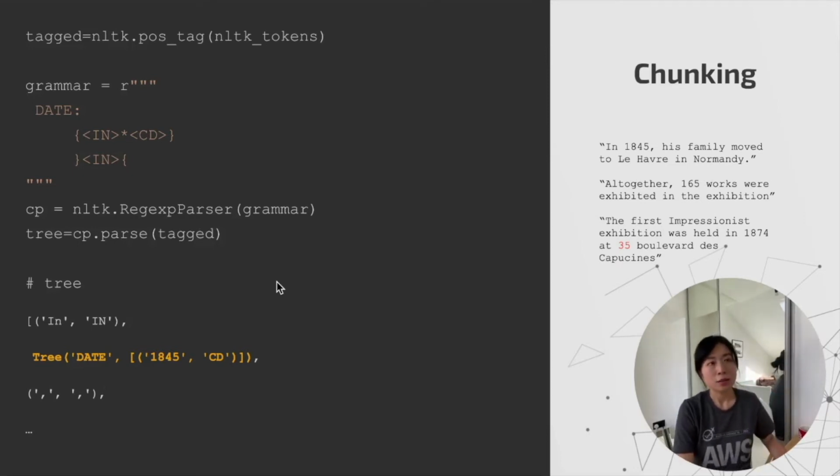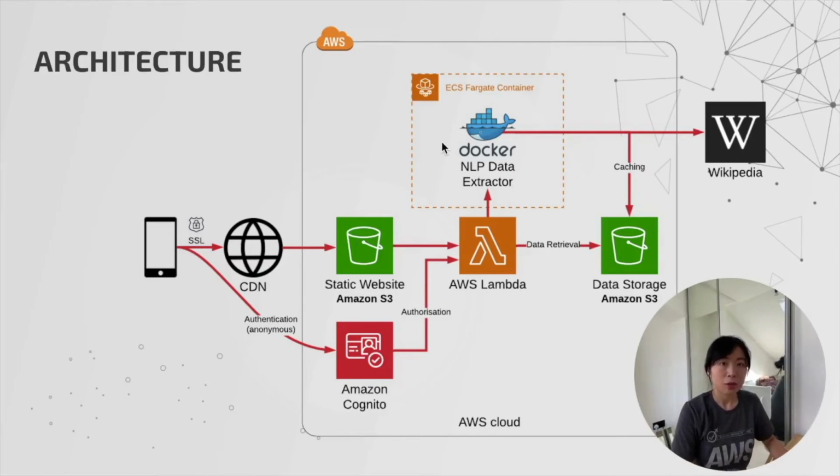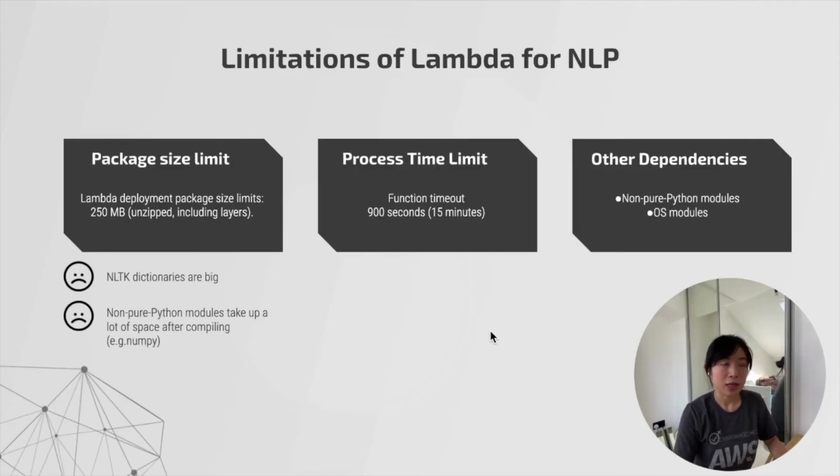So those are the 4 basic techniques. Next, I want to talk a little bit about this ECS component. At the beginning, I did want to use AWS Lambda for the NLP data extractor as well, but soon I discovered there were some limitations of incorporating NLP in a Lambda function.